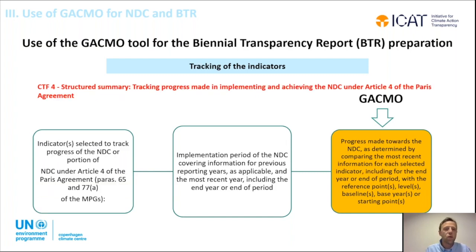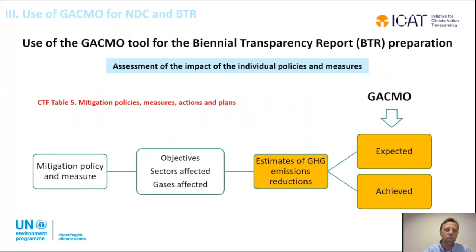The tool can also be useful to fill in the CTF table 4, where the user needs to report the values over time of the indicators defined previously. And by allowing a user to, of course, assess the GHG emission impacts of a specific mitigation option and calculate the progress in achieving the target, the tool can be useful to fill in the CTF4. Finally, the tool can also be useful to fill in the CTF table 5.